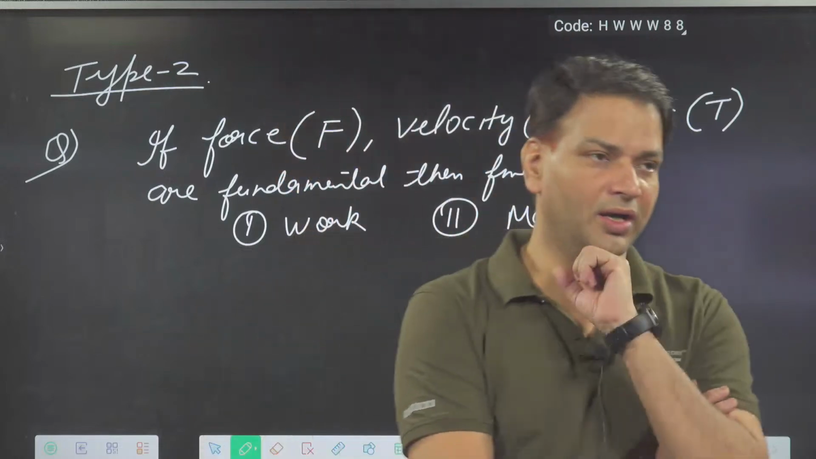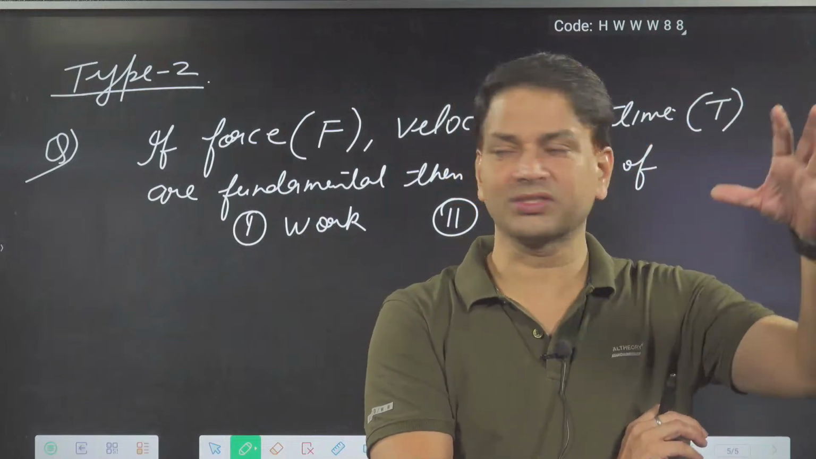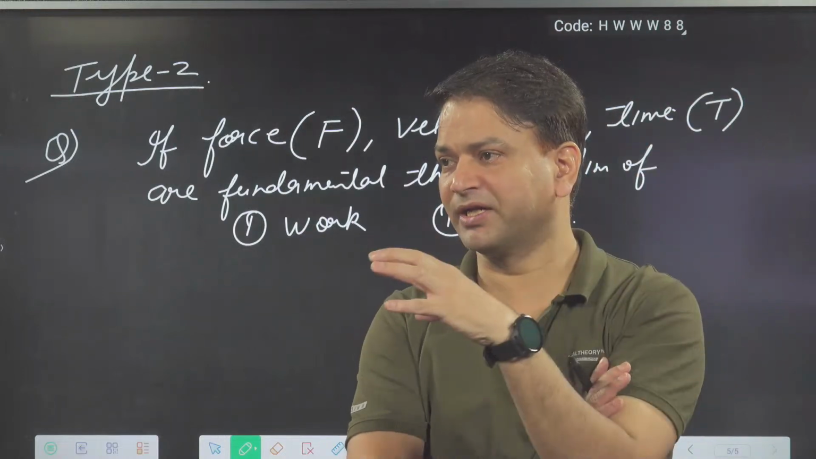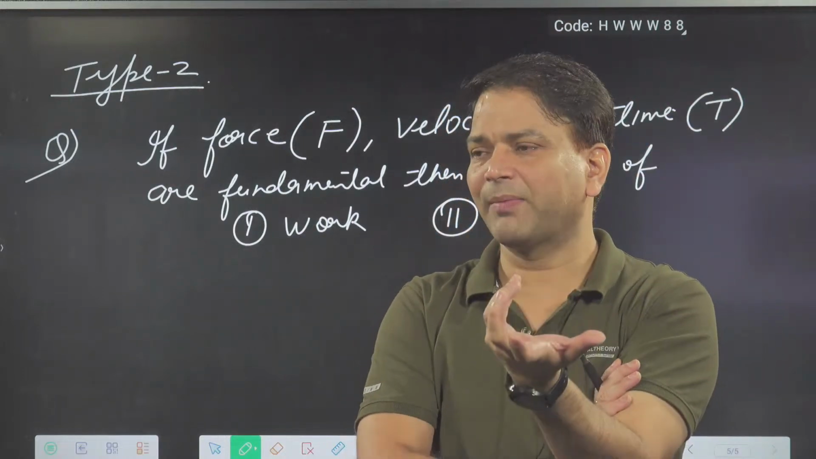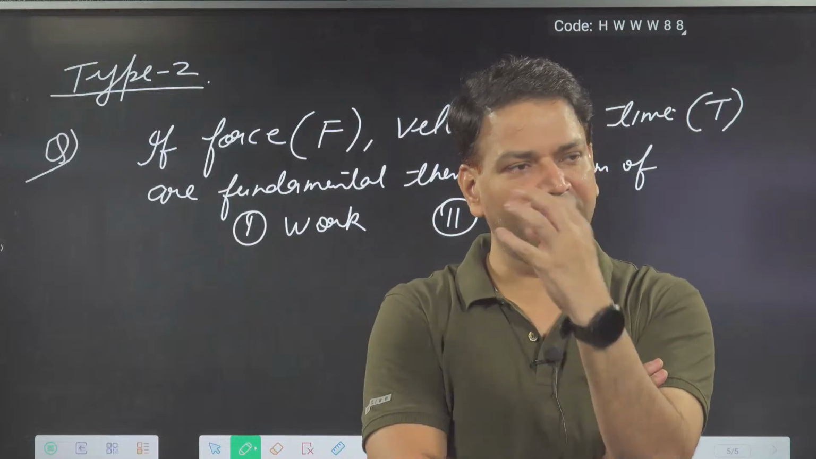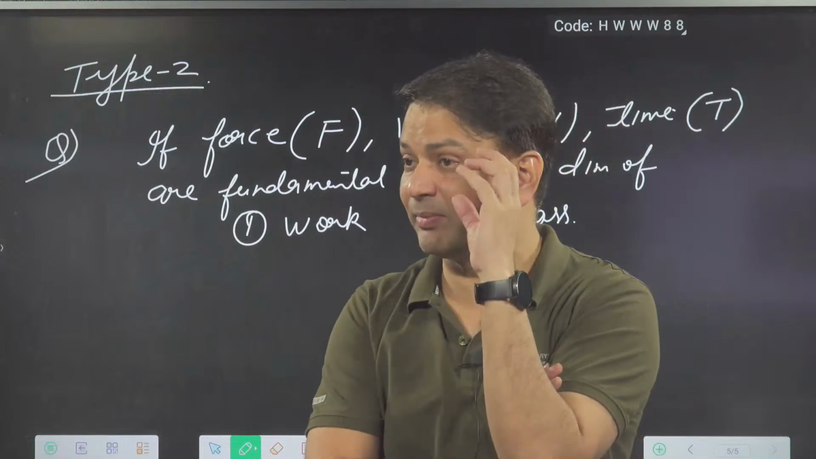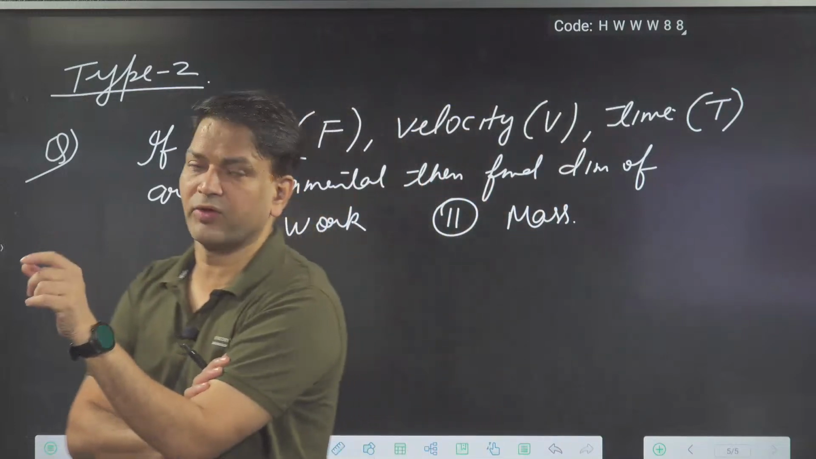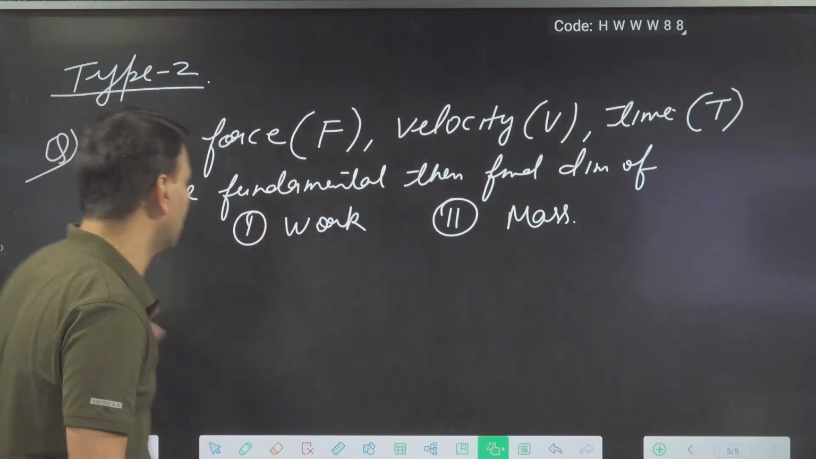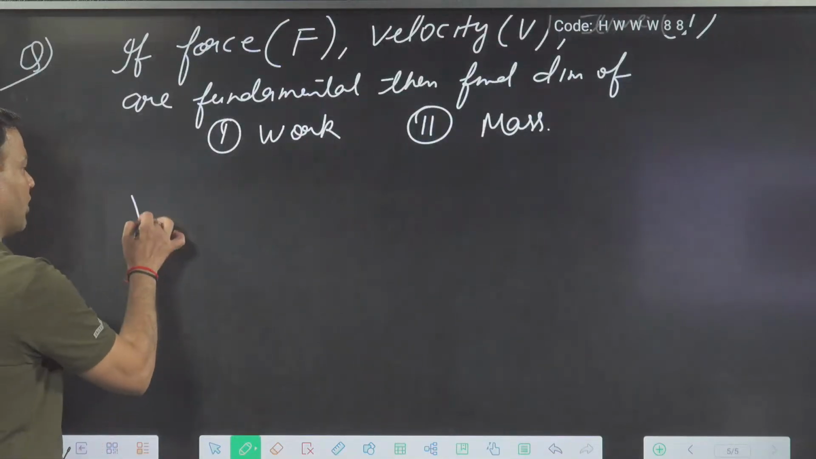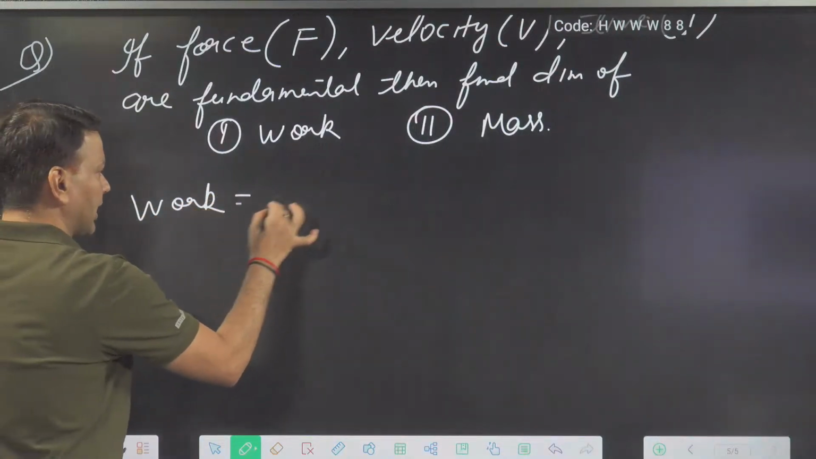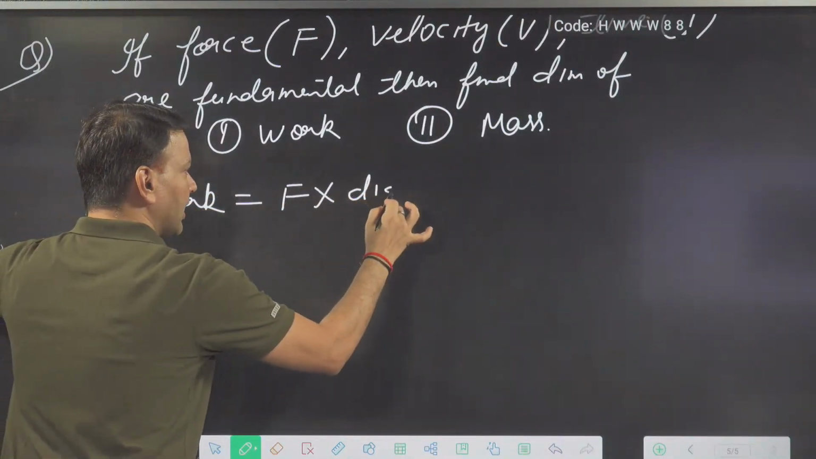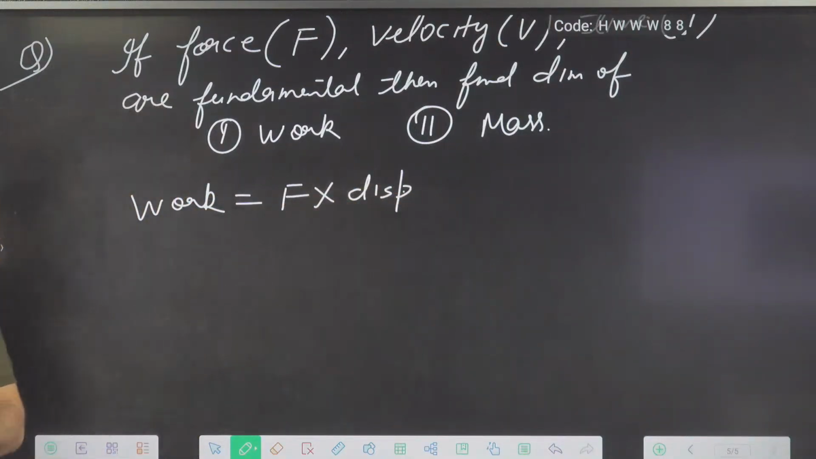Okay, so here I need the dimension of work in terms of force. When work and force come, which formula will come to mind? Work is equal to force into displacement. Then we write work is equal to F into displacement. I need the dimension of the work.